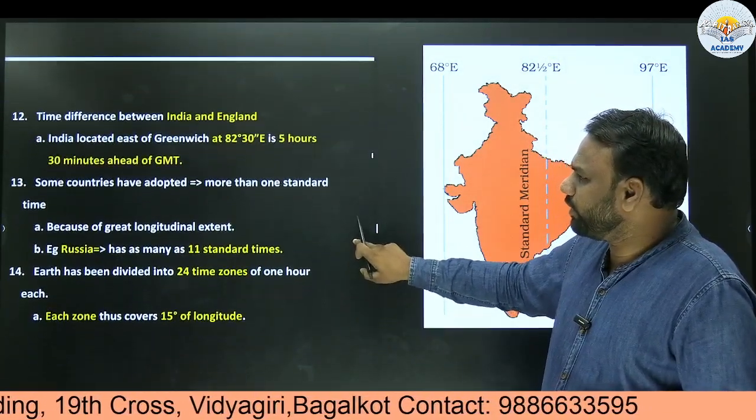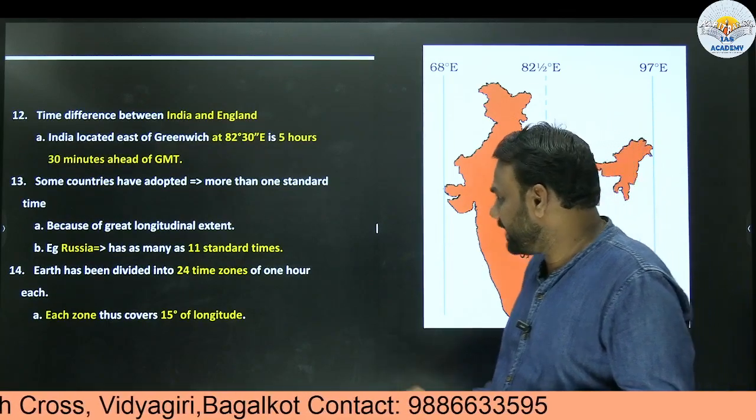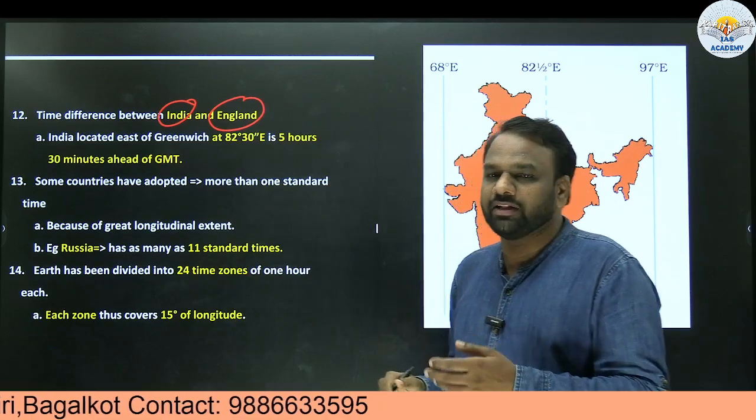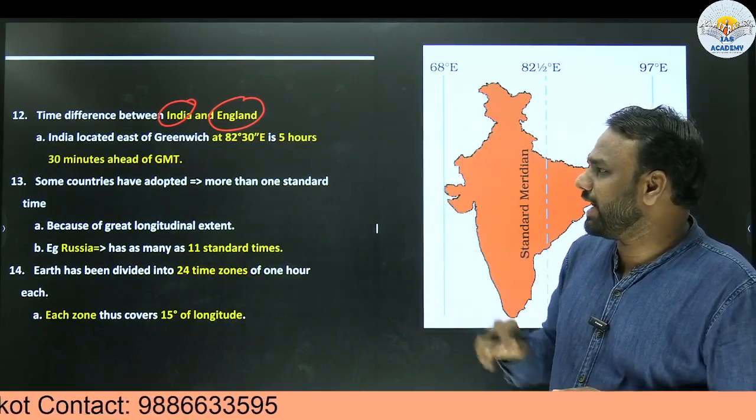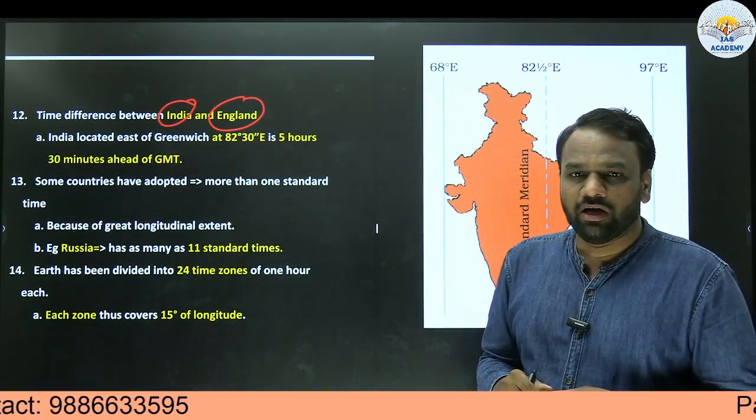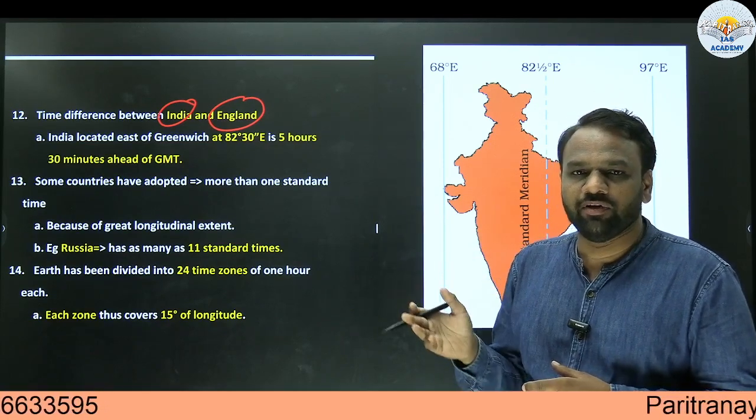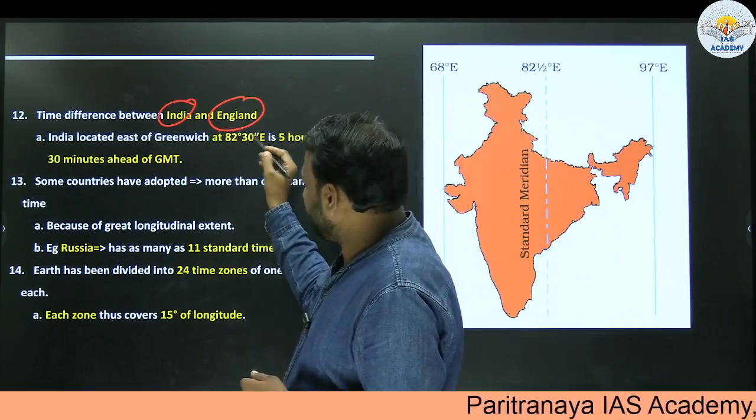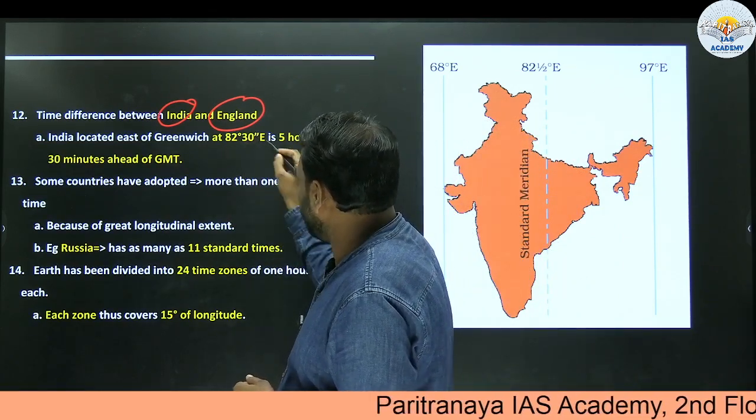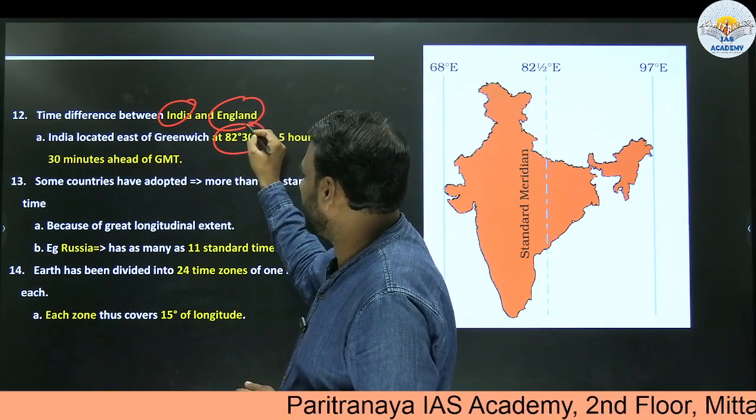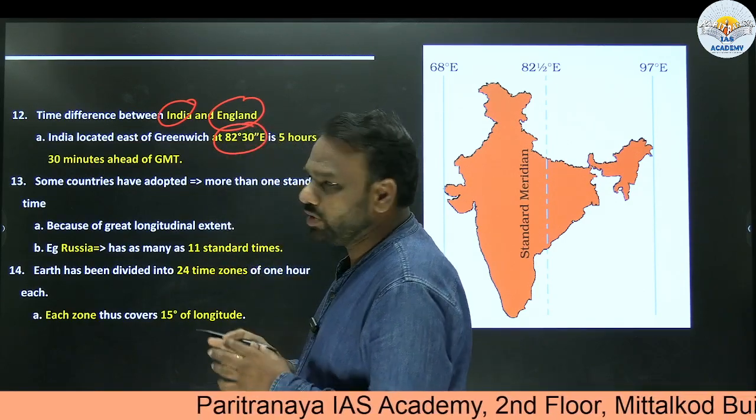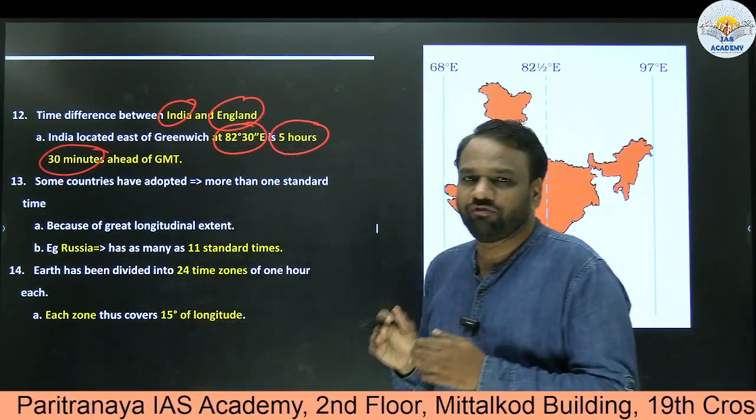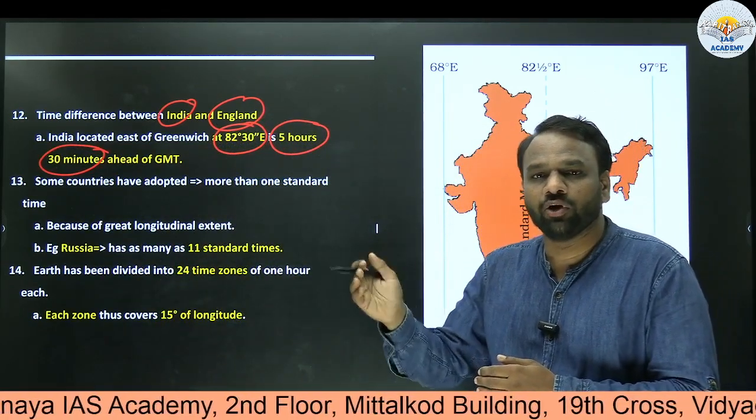Similarly, if you want to know the difference between the time in India and England, India's standard time may not be the standard time of England. In England the standard time is calculated with the help of the Greenwich meridian, because it passes through the UK. The difference between Greenwich and India's standard meridian is 82 degree 30 minutes east. So the time lag is 5 hours 30 minutes. Indian time is 5 hours 30 minutes ahead of global mean time.